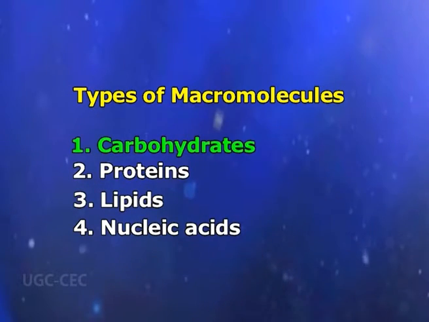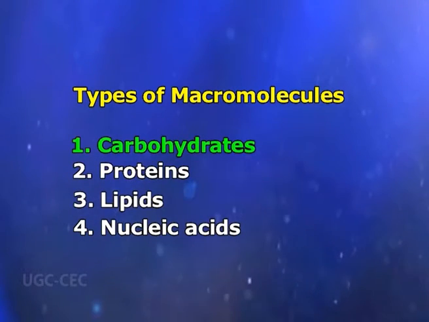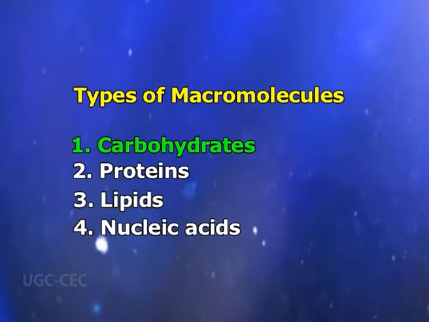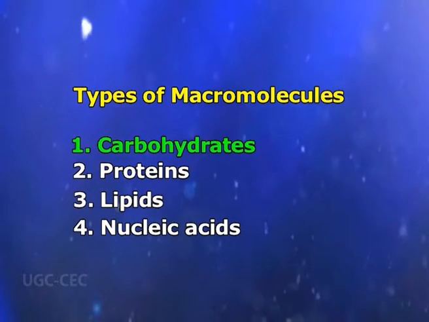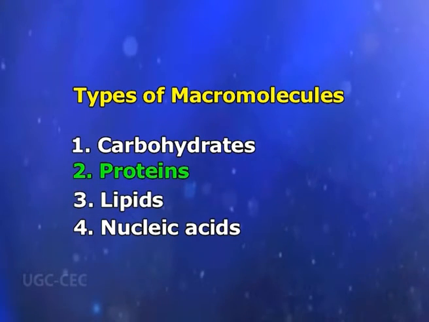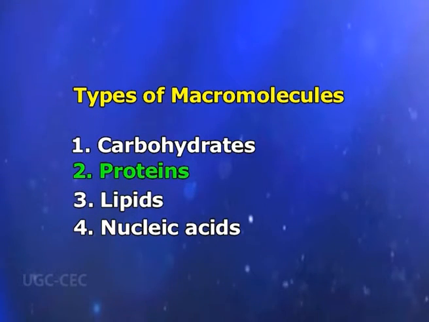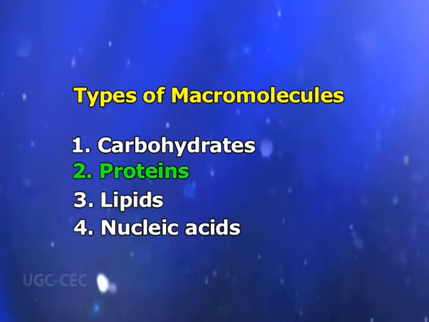They are carbohydrates, which are the polymers of monosaccharide units joined by the glycosidic linkage, and they contain carbon, hydrogen and oxygen. The second one is proteins, which are the polymers of amino acids joined by peptide linkages. They contain carbon, hydrogen, oxygen, nitrogen and sulfur.